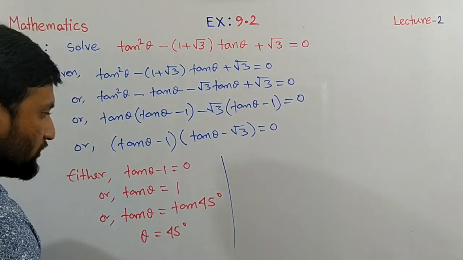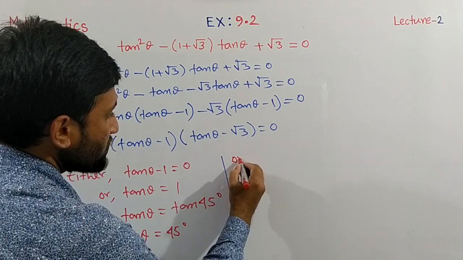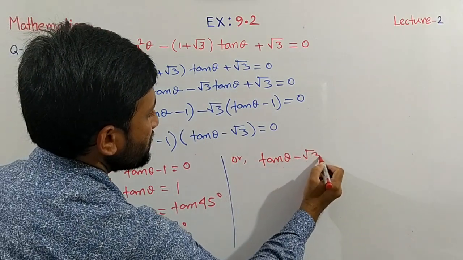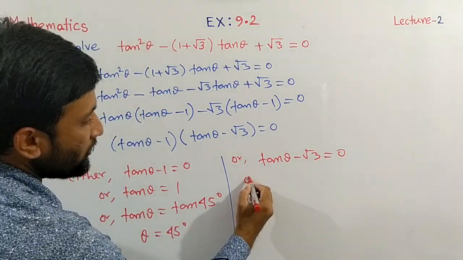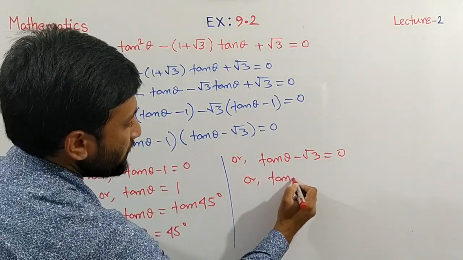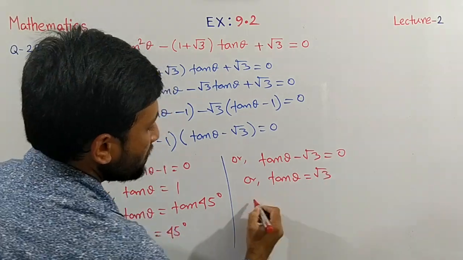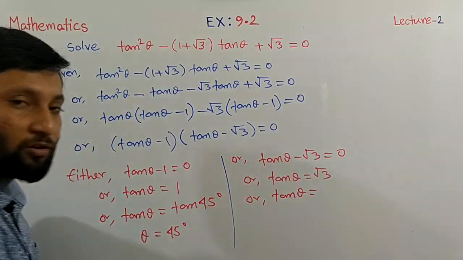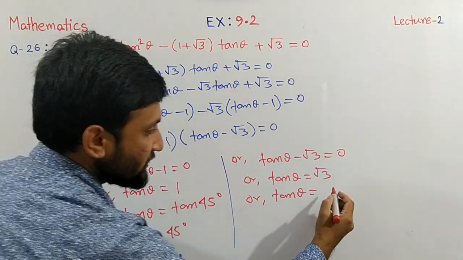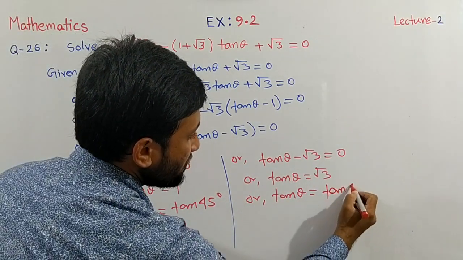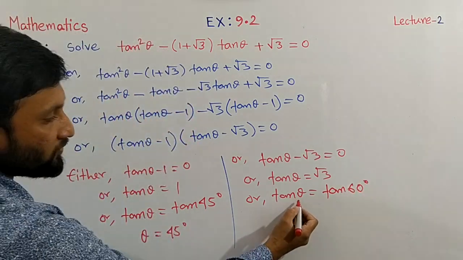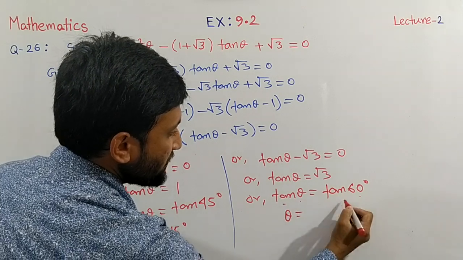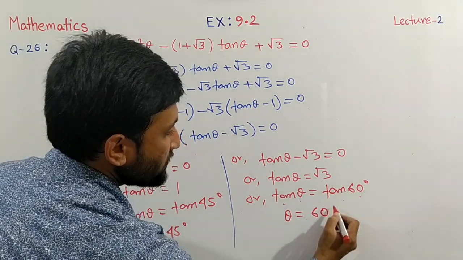Again second factor, that means tan theta minus root 3 equal to 0, or tan theta equals to root 3. The value of root 3 is for tan 60 degree. So write down tan 60 degree. Now we can write theta equals to 60 degree because both sides of part are same, tan and tan vanish. So theta equals to 60 degree.